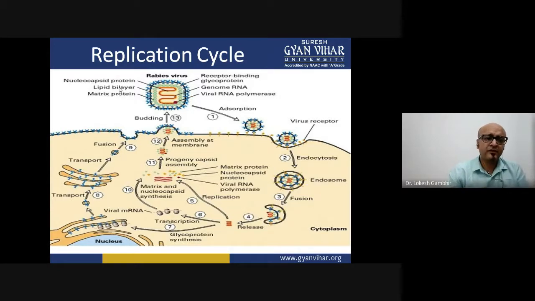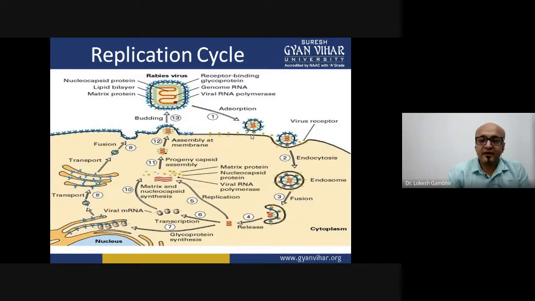Then let's talk about the replication cycle. Now, this is the rabies virus. This rabies virus will be adsorbing on the surface of this particular cell. It will be attached to the receptor. There have been multiple studies in identifying the receptor of this virus. Earlier, it was thought that sialic acid might be the receptor, but then eventually we were able to identify that the nicotinic receptor is one of the major receptors of this virus.